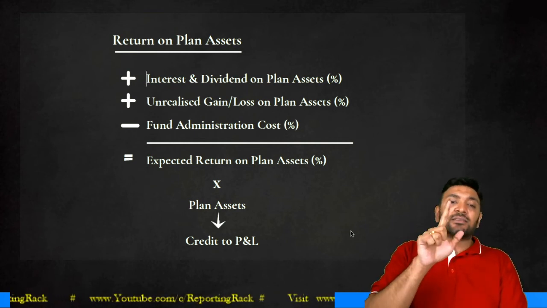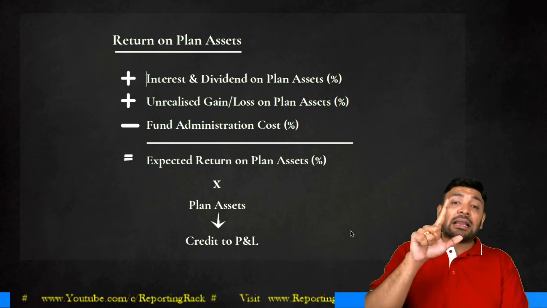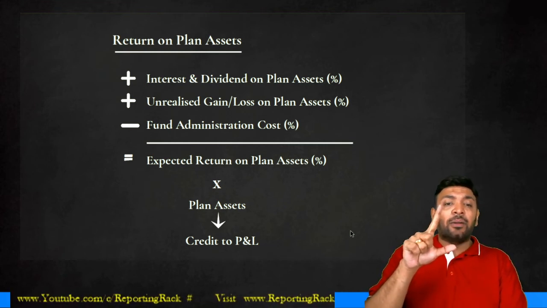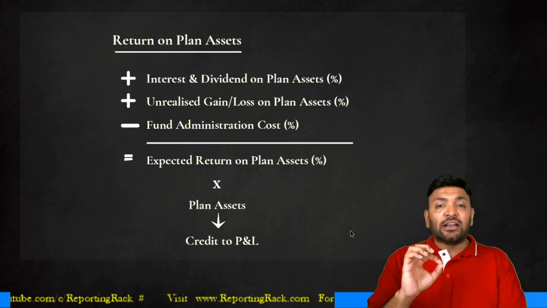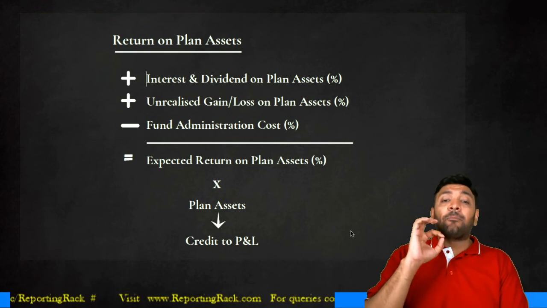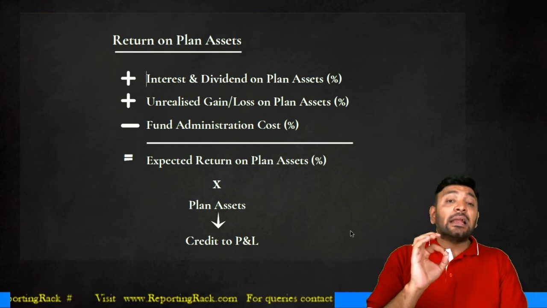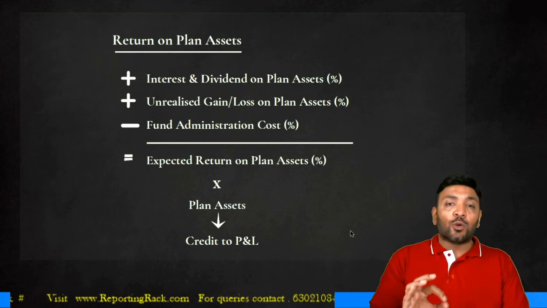So interest or dividend on plan asset plus increase in the value of that plan asset minus fund administration cost is equal to expected return. Always calculate expected return as a percentage, apply it on the plan asset, and that is called as return on plan assets. This return on plan asset should be credited to P&L.